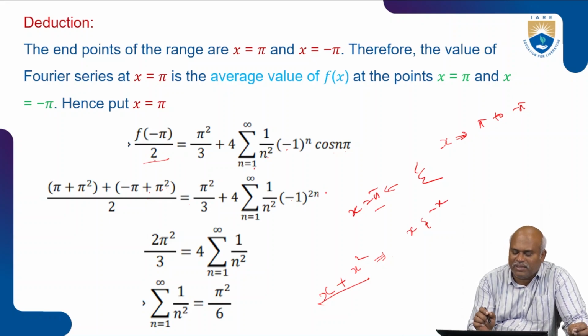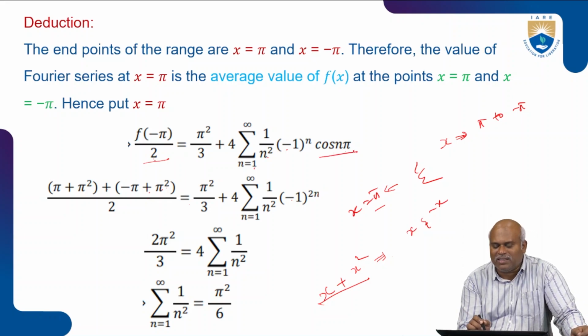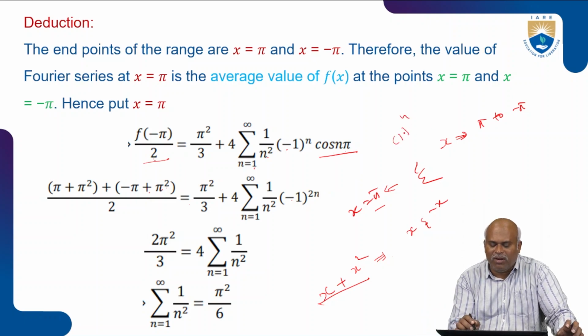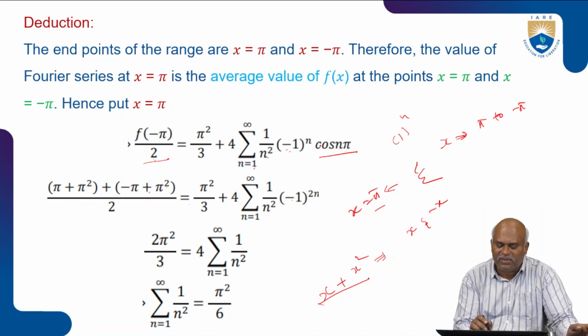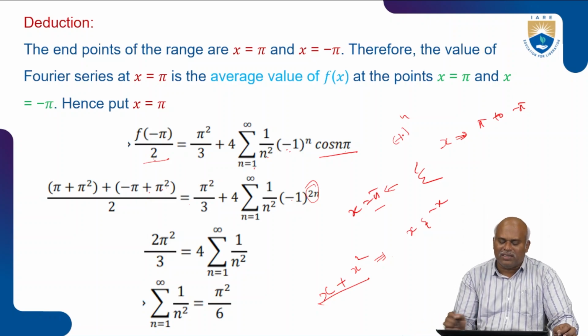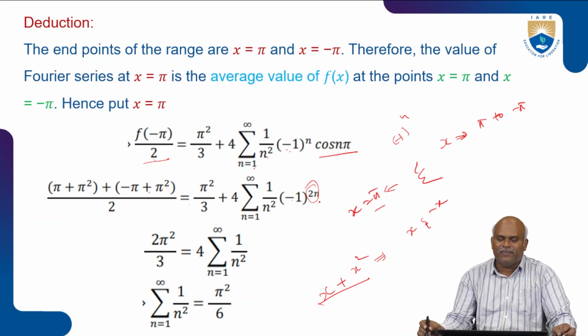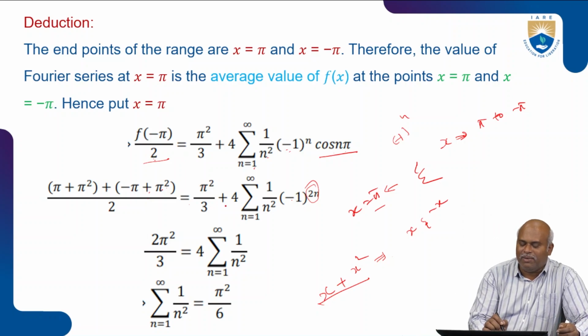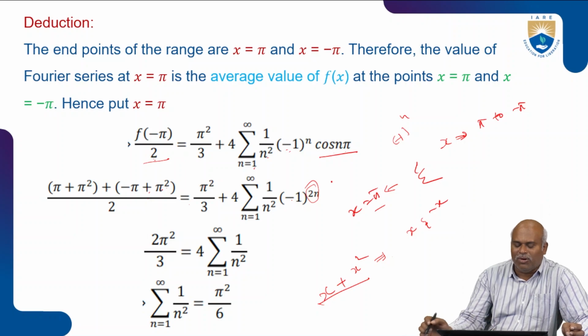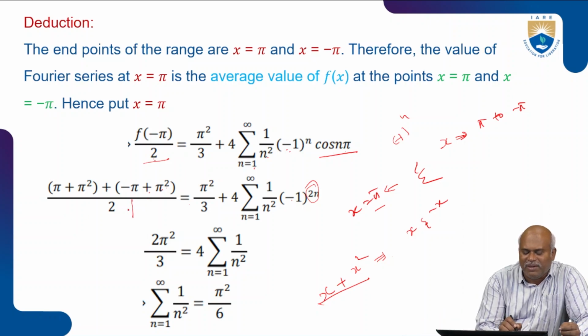I should write, so why do I write this? This is the n term. It's represented as 1 power n. Here minus 1 power n. So that's why I concluded for the minus 1 whole power n. That's why I concluded that your equation is pi square divided by 3 plus 4 summation of n equal to 1 to infinity 1 by n square minus 1 whole power 2n. Now we can simplify this value.